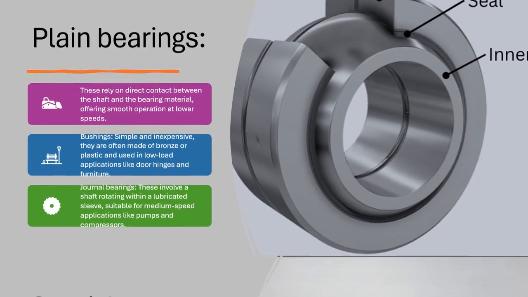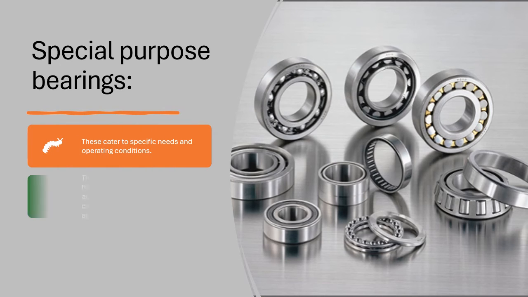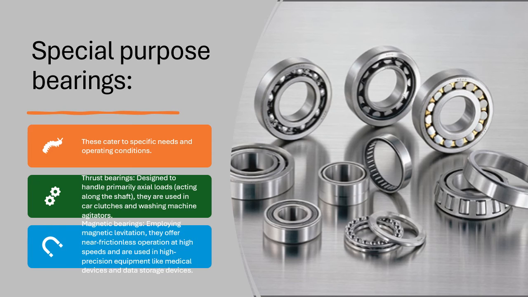compressors. Special purpose bearings. These cater to specific needs and operating conditions. Thrust bearings, designed to handle primarily axial loads, acting along the shaft, are used in car clutches and washing machine agitators. Magnetic bearings, employing magnetic levitation, offer near frictionless operation at high speeds and are used in high-precision equipment like medical devices and data storage devices.